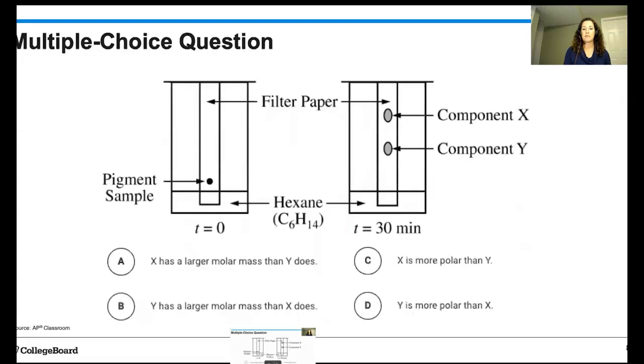Here are some multiple choice options for what you're thinking. X has a larger molar mass than Y. Y has a larger molar mass. X is more polar than Y. Y is more polar than X. So think about an answer, but I also want to hear a justification for the answer. So think about it.